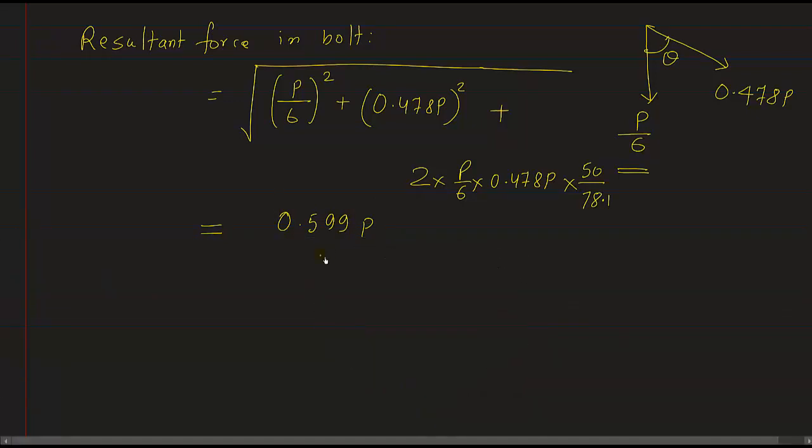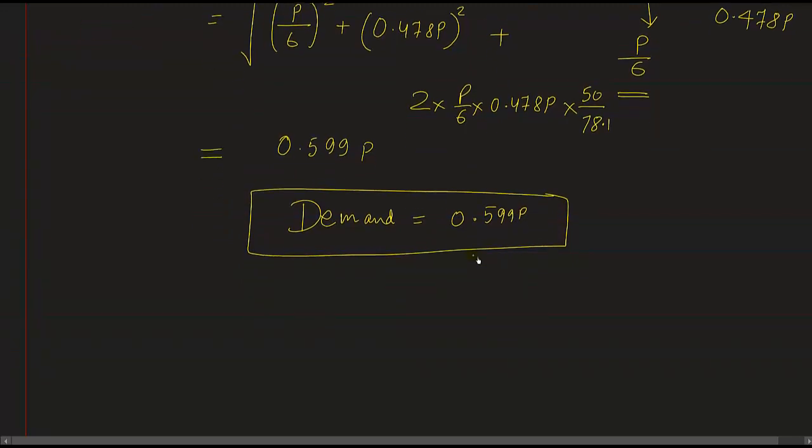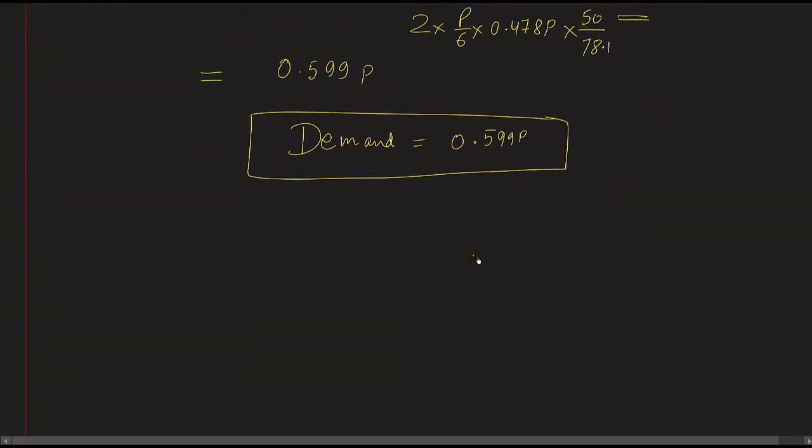Now once I have this value, that is nothing but my demand. So we have calculated the demand, that is 0.599 P. In the end, we can equate my demand with the capacity. Demand is 0.599 P, that is the force required in this situation, and the maximum amount of force that a bolt can undertake, that is the capacity, is 55 kilonewton. If you solve, the P value is 92 kilonewton.